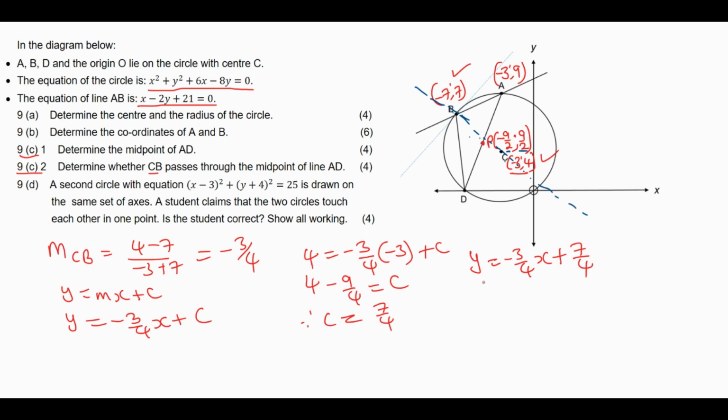Now let's substitute the x coordinate of P and see if we get 9 over 2. So y is equal to negative 3 over 4 times negative 9 over 2 plus 7 over 4. Then we get y is equal to 41 over 8. And we're not getting 9 over 2. Therefore, CB does not pass through the midpoint of AD.